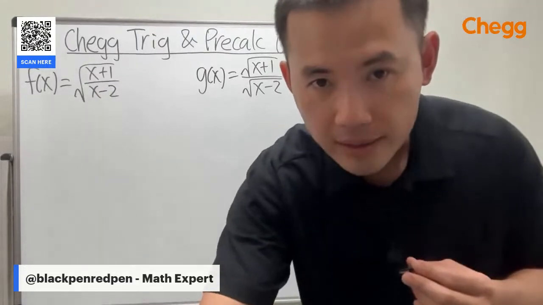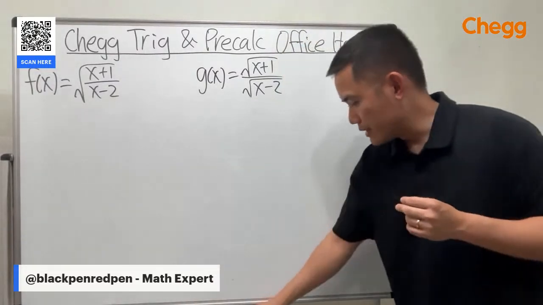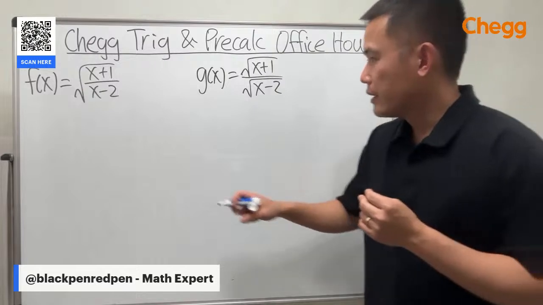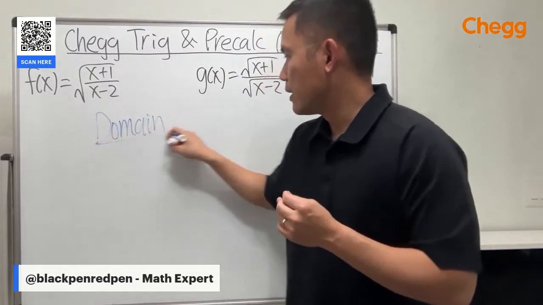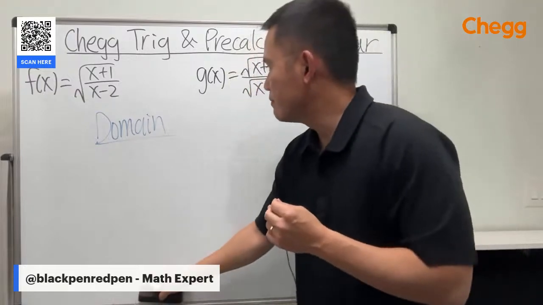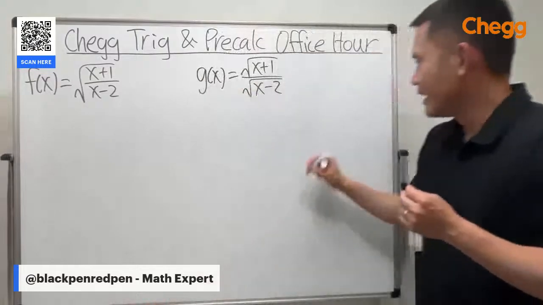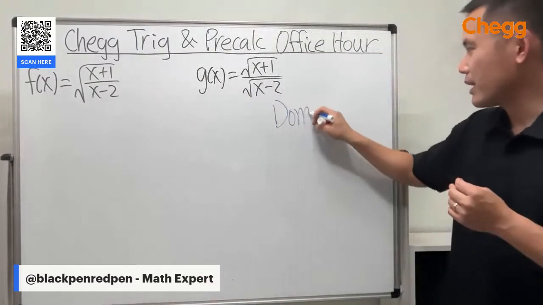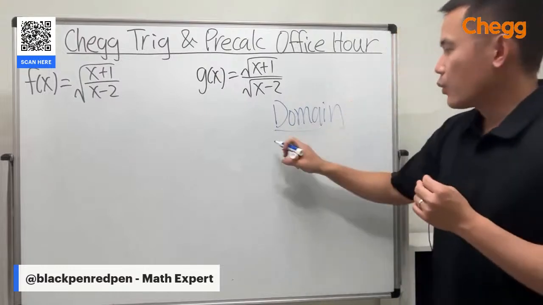There are 3 things that you have to know for finding the domain. I will just write this down real quick. So for domains, I'll just write this down for you guys. I'll keep it here so that I have more places to write. 3 things.